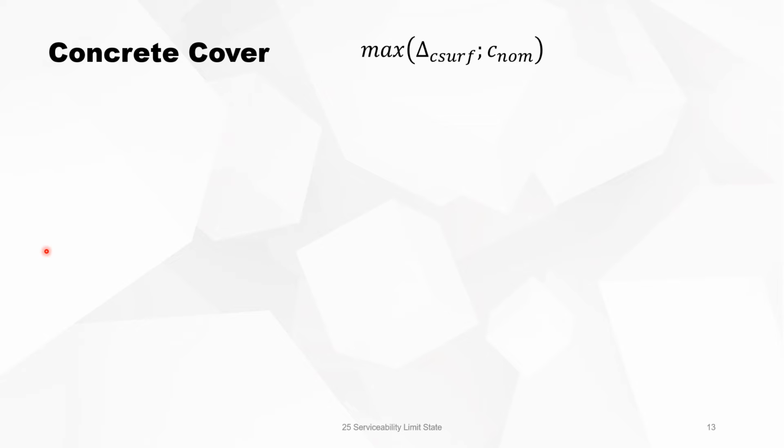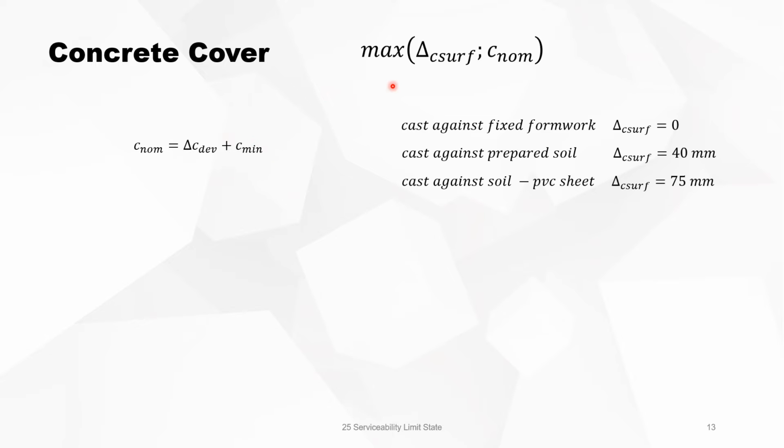How are we going to calculate now the concrete cover? We start with the concrete cover is the maximum of the C nominal that we are going to calculate and delta C, which is a surface coefficient. The surface coefficient is related to the formwork. If it's concrete cast against fixed formwork, then the surface coefficient is 0. When it's cast against prepared soil, then it's 40 millimeters. And when it's cast against soil or a PVC sheet, then it's 75 millimeters.